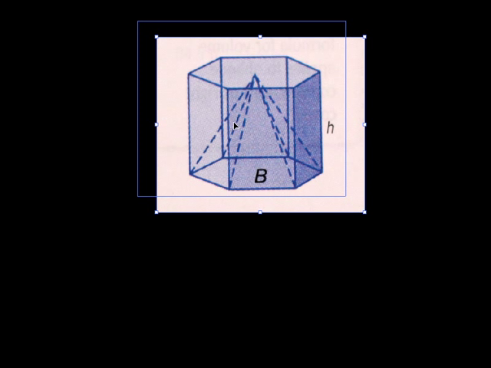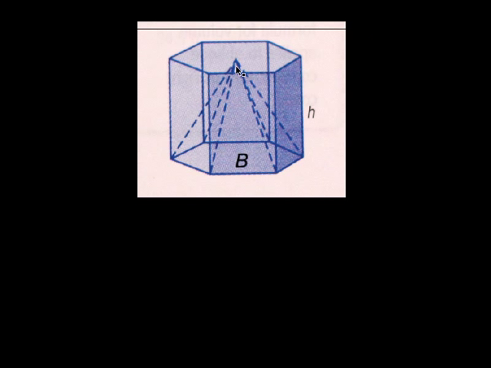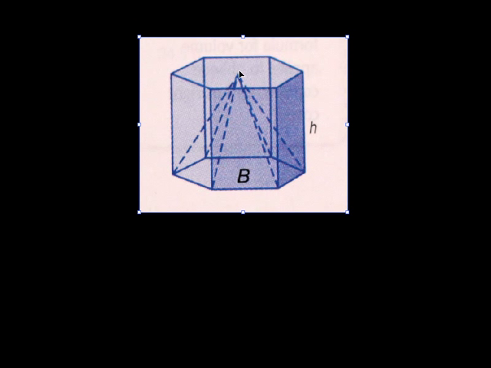If you take a look, what we've done is we've put a pyramid inside of a cylinder that has the exact same base. If you notice, it sits perfectly inside that cylinder, but this is a pyramid and it comes to a point. Now the height of the pyramid is exactly the same as the height of the cylinder.